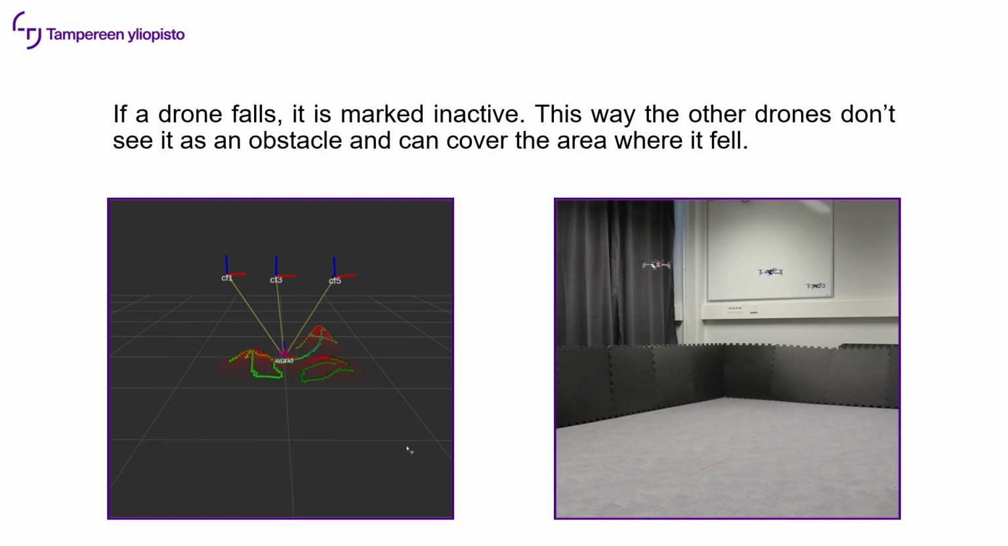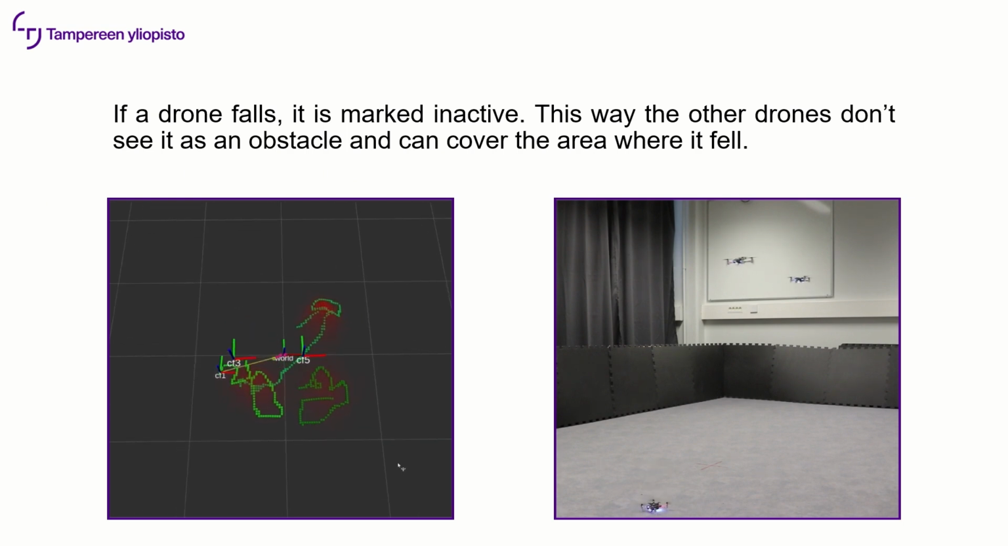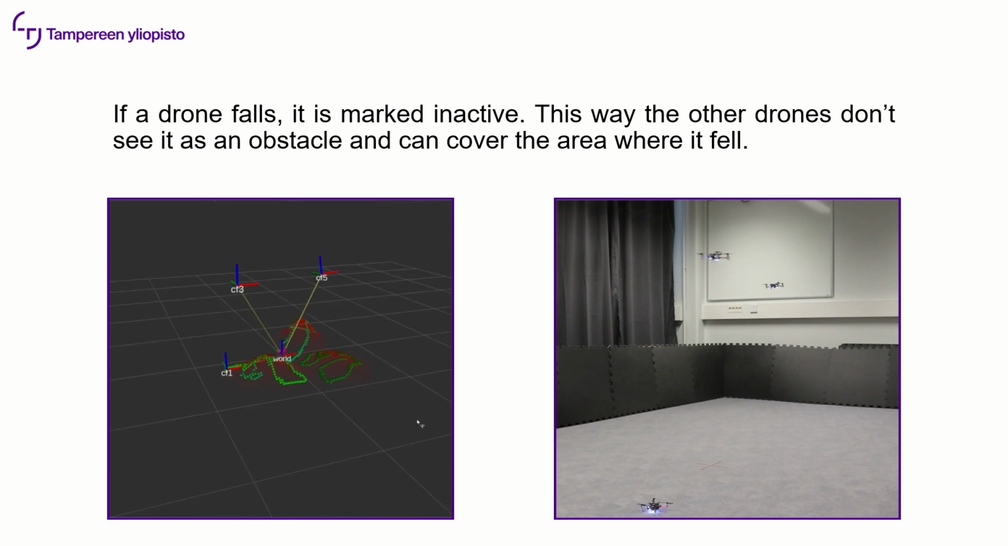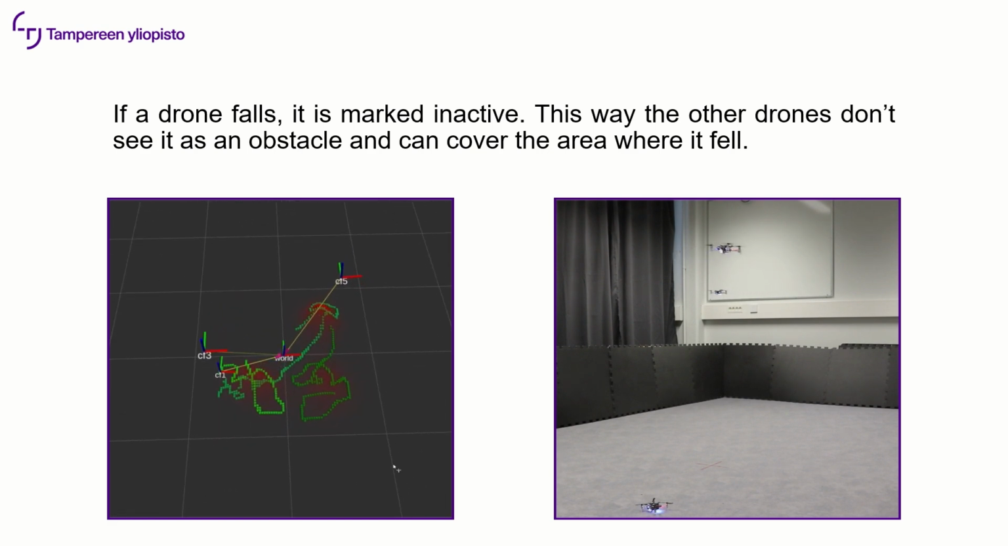If a drone falls, it is marked as inactive. This way, the other drones don't see it as an obstacle and can cover the area where it fell.